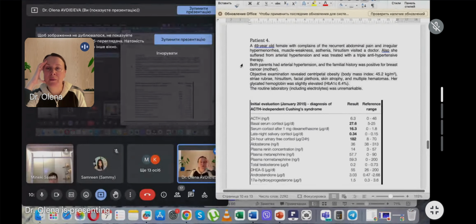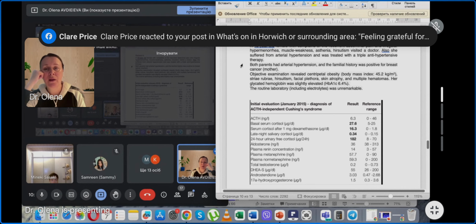A 49-year-old female with complaints of recurrent abdominal pain and irregular hypermenorrhea, muscle weakness, asthenia, hirsutism, visited a doctor. Also, she suffered from arterial hypertension and was treated with a triple antihypertensive therapy, but she didn't have enough effect from this complicated scheme of treatment. Both parents had arterial hypertension, and her family history was positive for breast cancer.